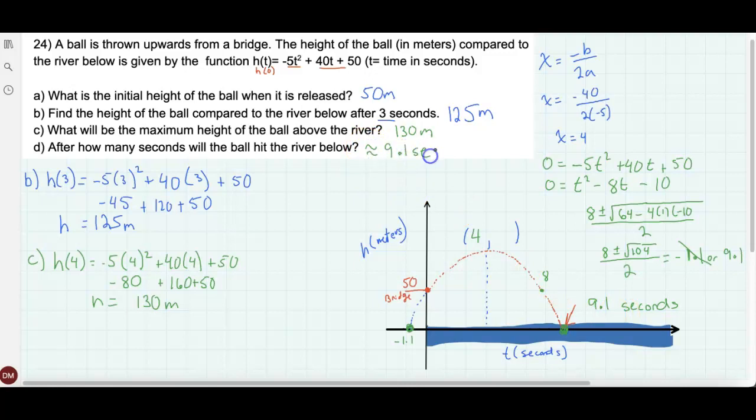So we're going to say approximately 9.1 seconds. All right, so again, just piece by piece, put it together, set up a diagram, use all the tools that you have. There may be other ways to do this as well, but all right, good job.